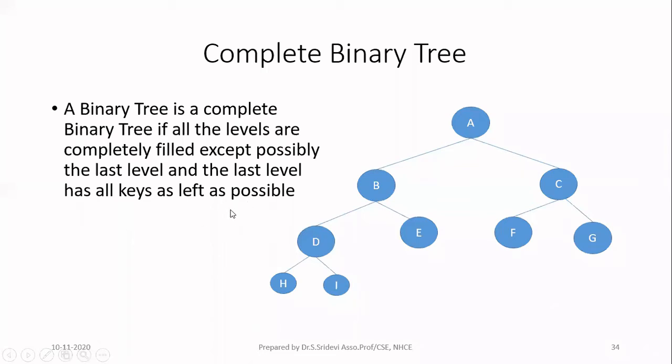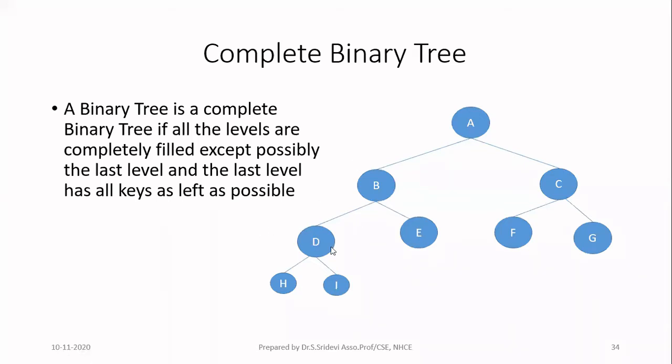So what is the meaning? In this tree you can focus, here we have the root node at level 0, then we have nodes B and C at level 1, D, E, F and G at level 2, H and I at level 3. If you consider this, all the levels should be completely filled other than the last level. So what is the last level? This is level 0, 1, 2, 3. 3 is the last level. Other than level 3, all the remaining levels should be filled.